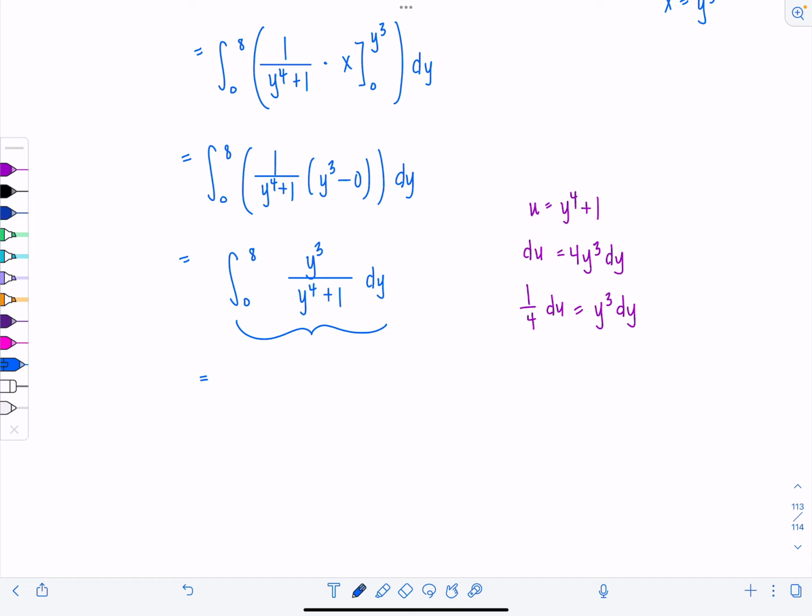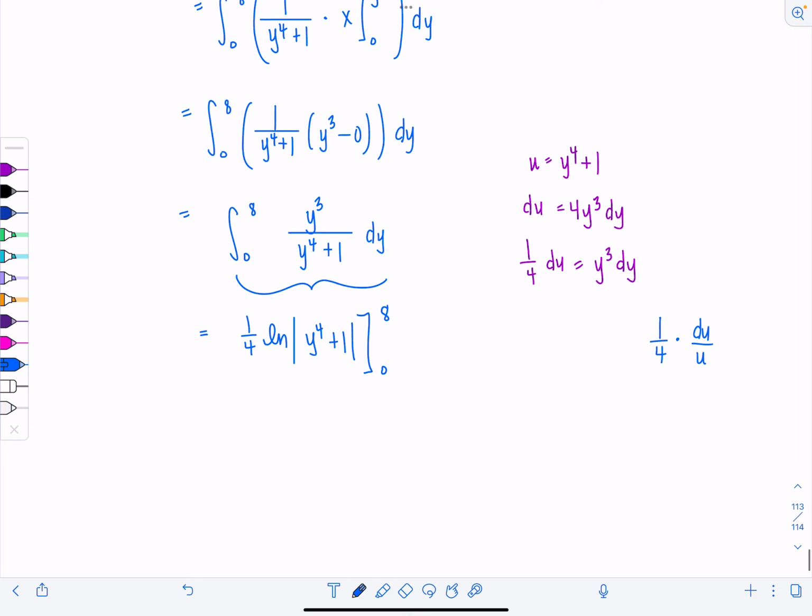All right, I'm just imagining that basically I have 1/4 du over u, right? So then I'm just going to have 1/4 natural log, absolute value, u was y to the 4th plus 1, and then I'm still going to evaluate it from 0 to 8. See, so I never wrote anything here in terms of u. I just wrote out a little bit of scratch work so I could visualize what sort of constants I might need to account for. If you could do it all in your head, whoo, good job.